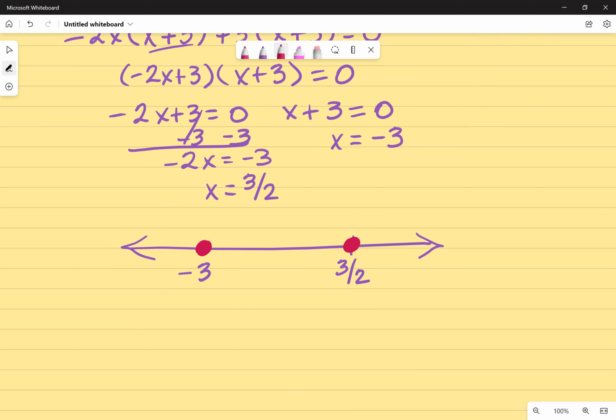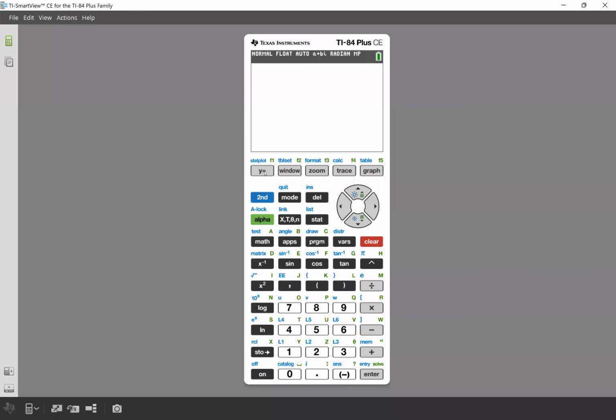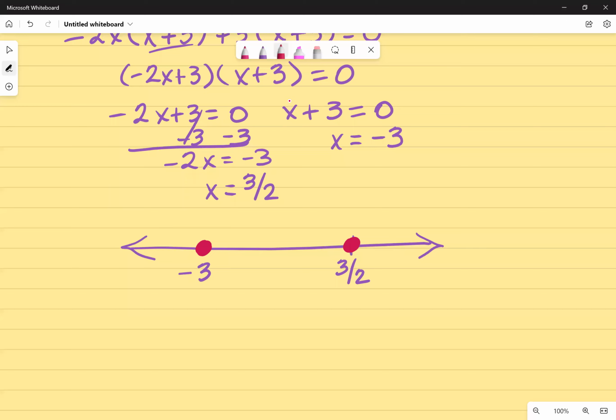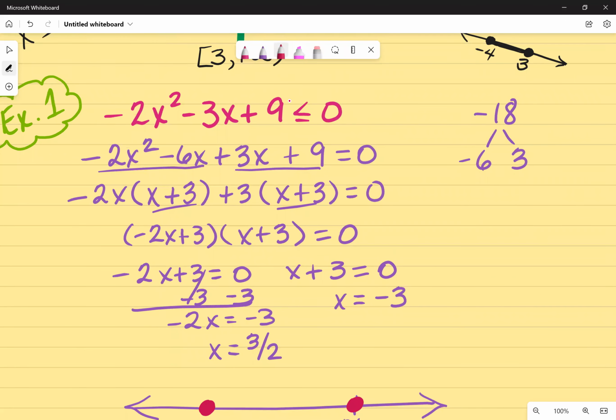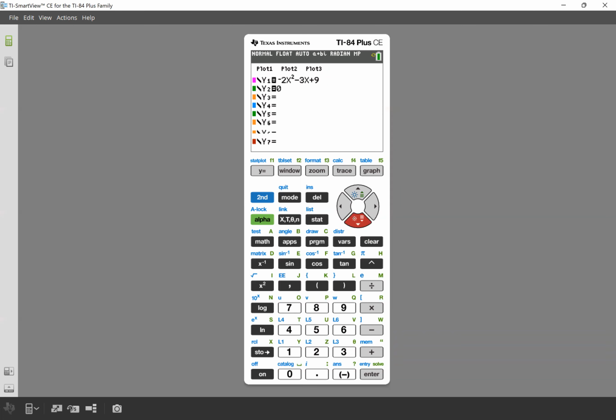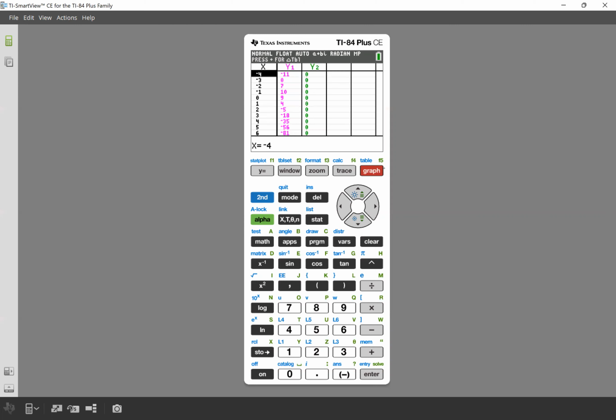What I want to do next is, I've already put it in the calculator, so I'm going to show you how to do that. You go to y equals. For your first y sub 1, you put in what was on the left-hand side, which started off with negative 2x squared minus 3x plus 9. And then on the right-hand side of the inequality, you're going to go down to y sub 2 and enter that information.